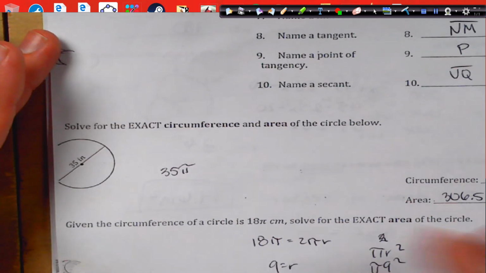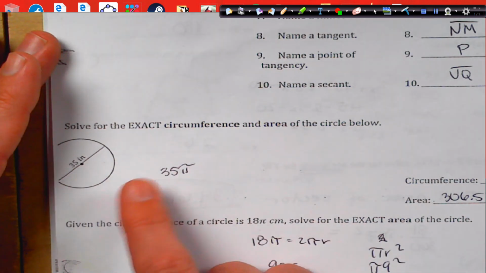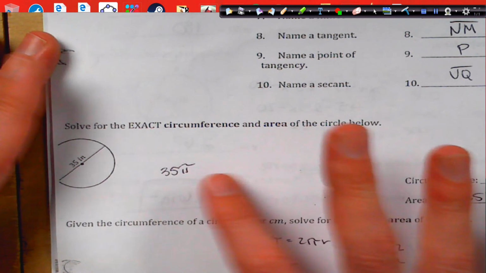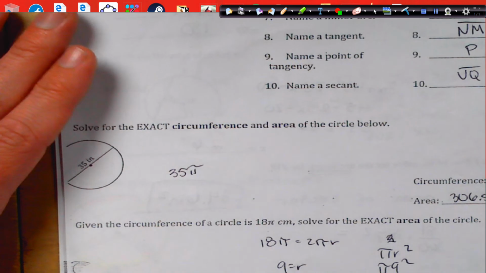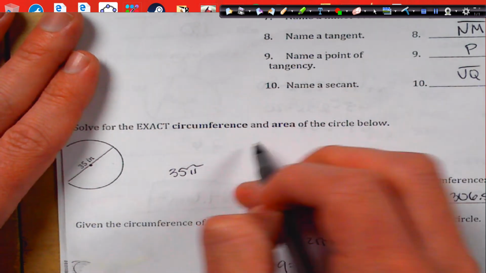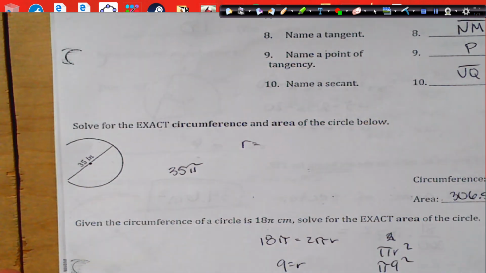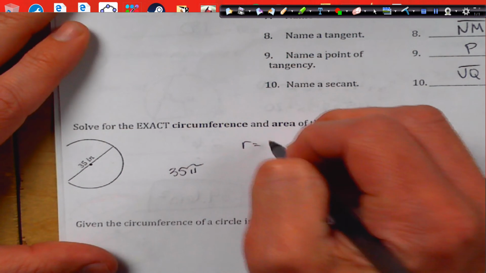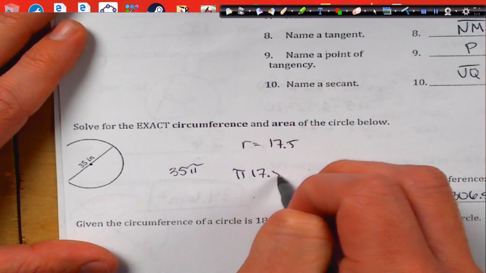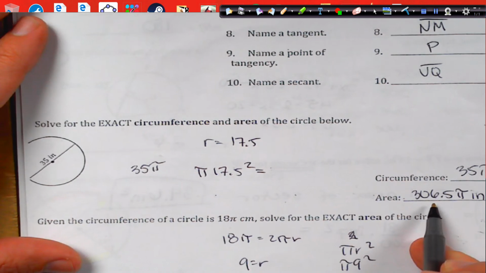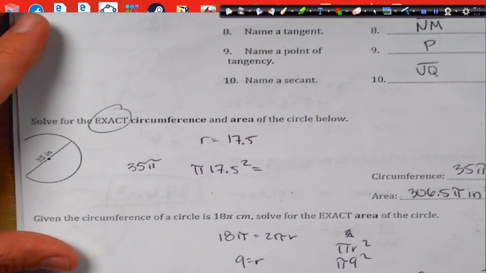Okay, next one, find the exact circumference and area of the circle below. Well, this is the diameter, so circumference is just pi d, so 35 pi. And then a couple things I'll write in though. So we had to find the radius, so that's going to be 35 divided by 2, which is 17.5. And so for the area, we just had to do pi 17.5 squared. We got 306.25 pi. It's that exact form, so that's why you leave it in terms of pi.